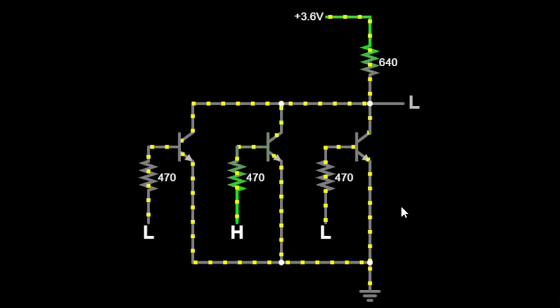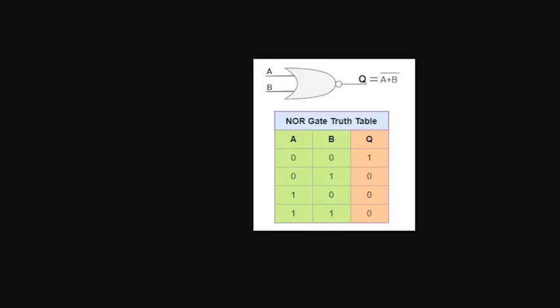Now let's break down the NOR gate. It's a logic gate that performs the NOR operation. Essentially, it gives an output of true only when both inputs are false. And here you can see the NOR gate truth table: only when both inputs are false will the output become true, and otherwise it will always be false. This is basically the working principle and the truth table of a NOR gate.